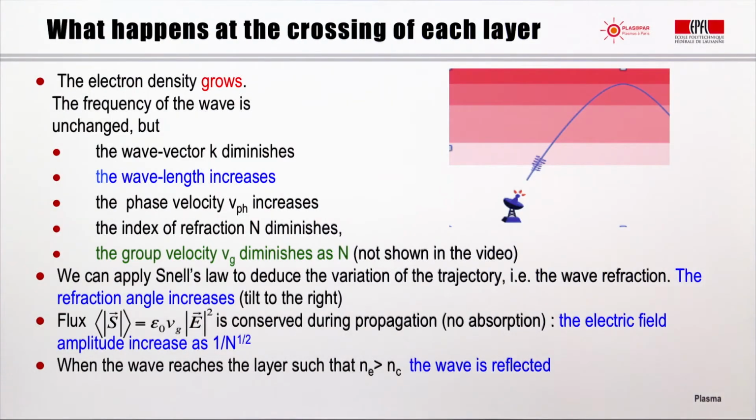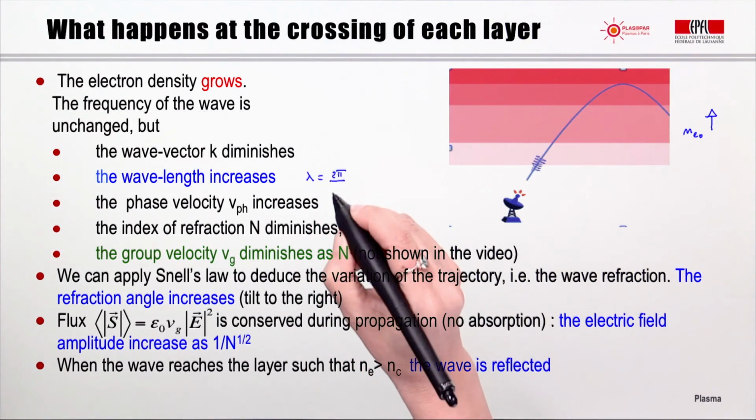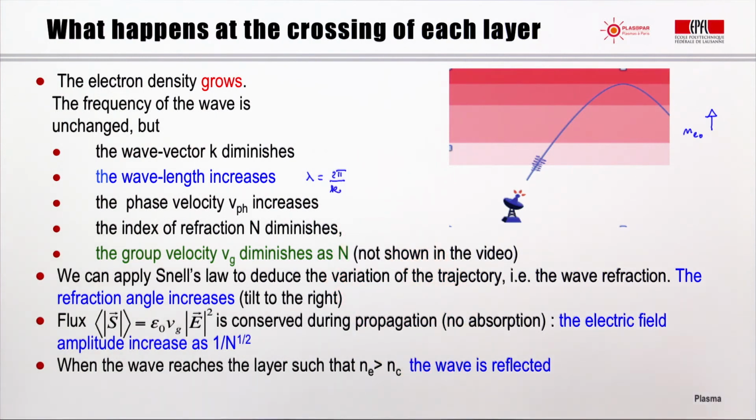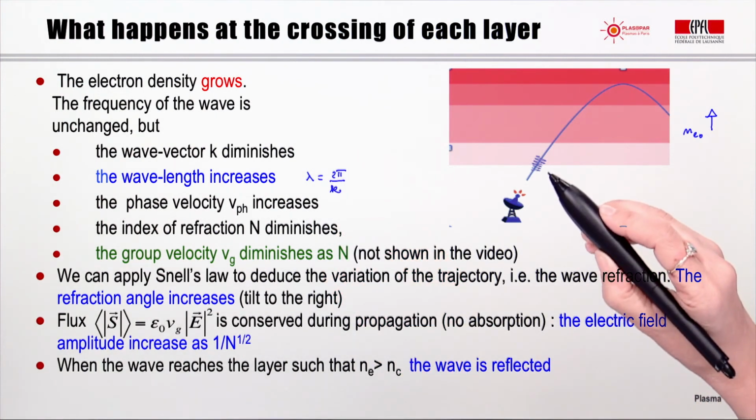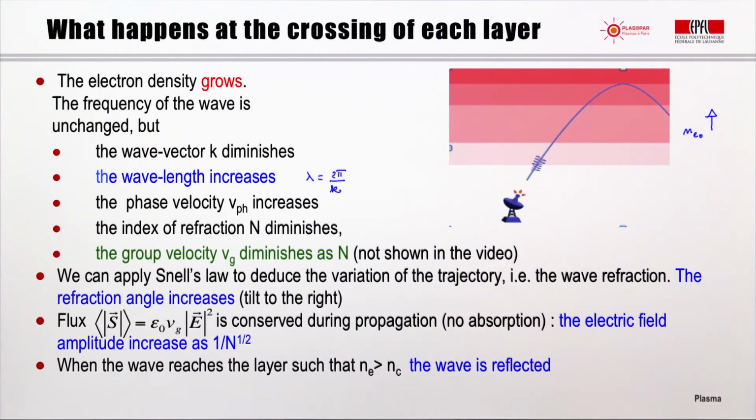We can now discuss the video in more detail. So, as we said, the electron density grows, and the frequency of the wave is unchanged during propagation. However, as you have seen in this lecture, the wave vector diminishes according to the dispersion relation of light in plasma. The wavelength, which is inversely proportional to the wave vector, will increase, and this is shown in the image. You see that there is an increase of the wavelength going from one layer to the next.